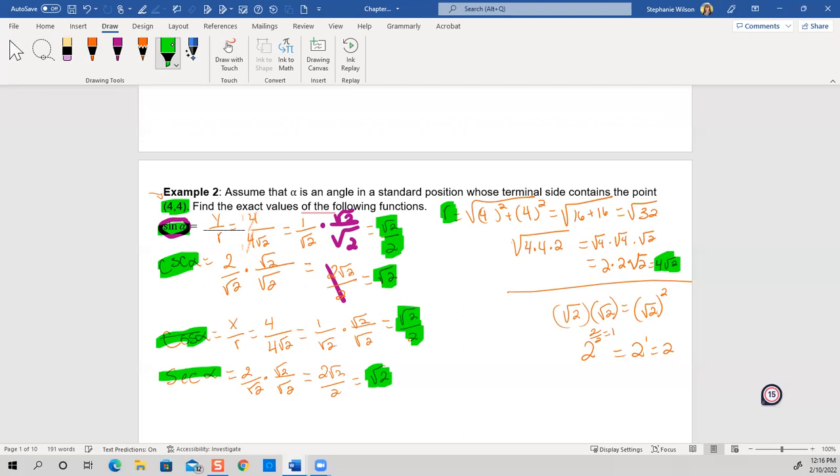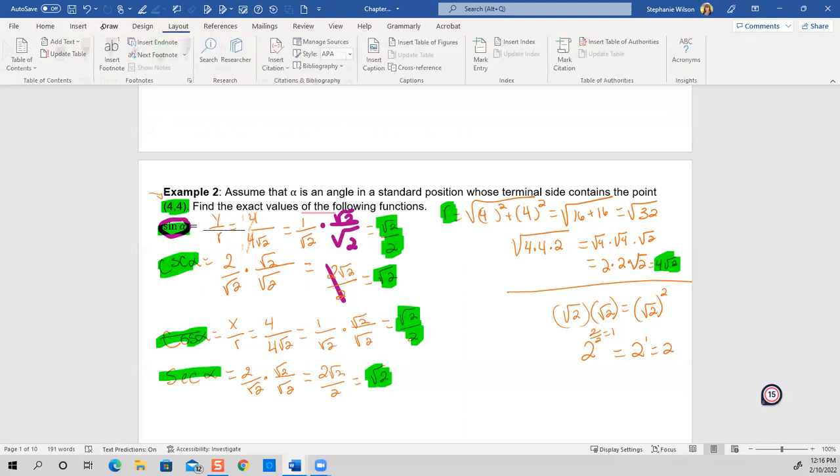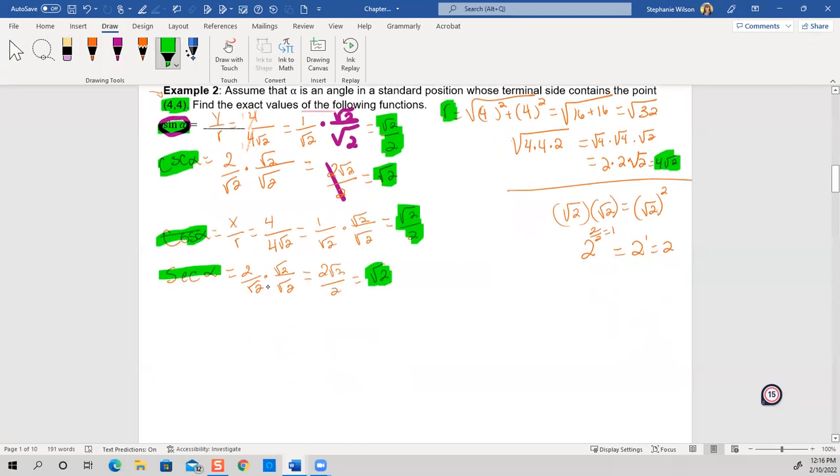Now let's find our tangent. Tangent of alpha is x over, excuse me, I said that wrong. My apologies. It's y over x because it's sine over cosine. So I'm going to get 4 over 4 because that's the ordered pair. Well, that reduces down to 1. That made life so easy right there, didn't it? Doesn't always happen that way.